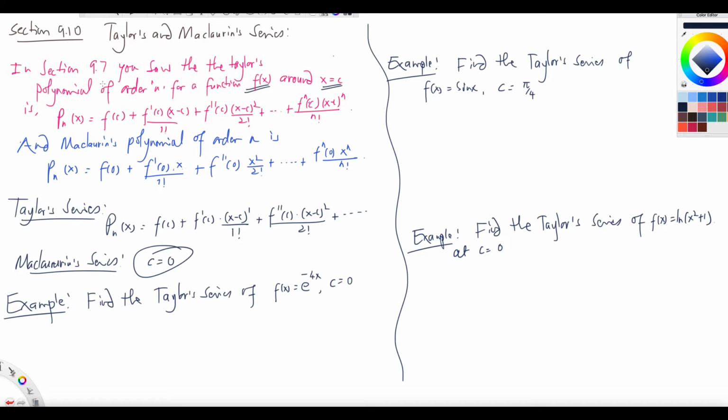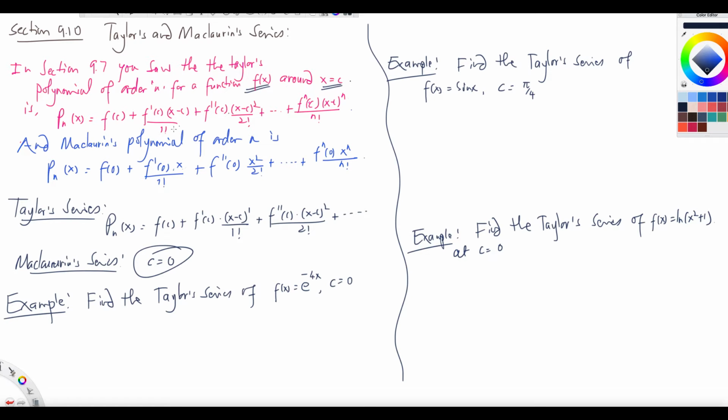That polynomial is given by P_n of x equals f at c plus f prime at c times (x minus c) over 1 factorial plus f double prime at c times (x minus c) squared over 2 factorial plus, and then the nth degree term is the nth derivative of f at c times (x minus c) to the n over n factorial. So this is the nth degree polynomial that approximates the function f of x around the point x equals c.